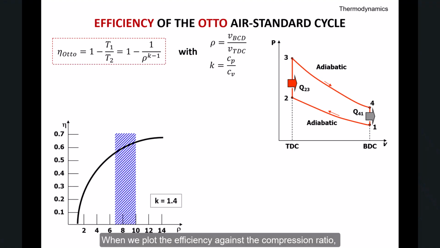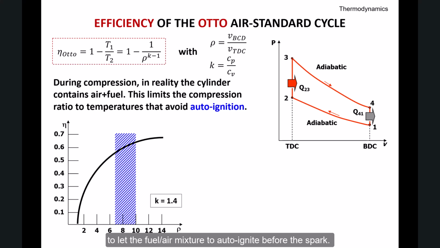When we plot the efficiency against the compression ratio, we see that we need to maximize the compression ratio if we want a high efficiency engine. To do that, we need to design engines with minimum clearance volume and maximum displacement volume. Unfortunately, this technology cannot go beyond compression ratio 10. Beyond compression ratio 10, the temperatures in the cylinder would be so high as to let the fuel-air mixture auto-ignite before the spark. This causes explosions and vibrations, threatening the life of the engine.